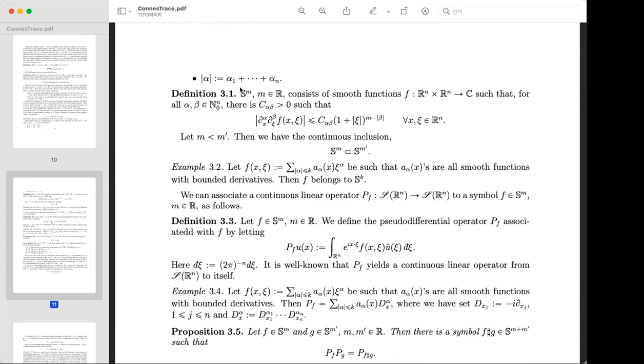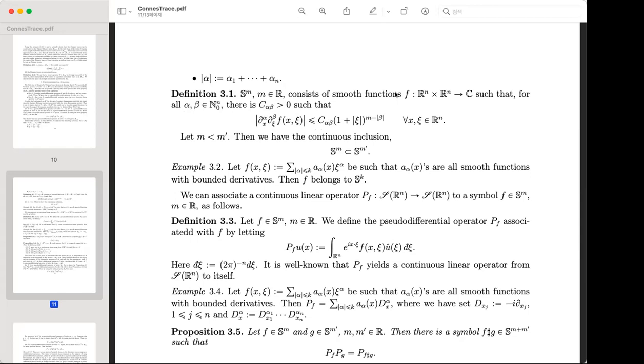The space of standard symbols of degree m, where m is a fixed real number, is the space of smooth functions on Rn times Rn such that for all multi-indices alpha and beta, there is a constant which only depends on alpha and beta and does not depend on the choice of the function f, such that if we take the partial derivative of f like this on the left-hand side, and take the absolute value of it, then it should satisfy this estimate.